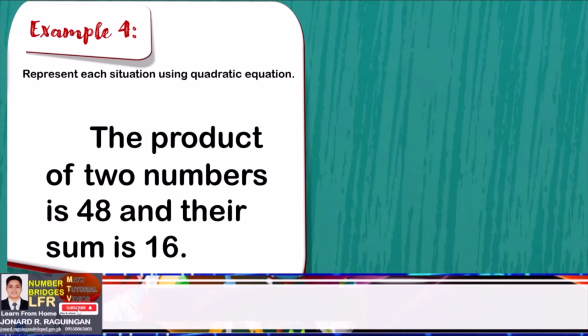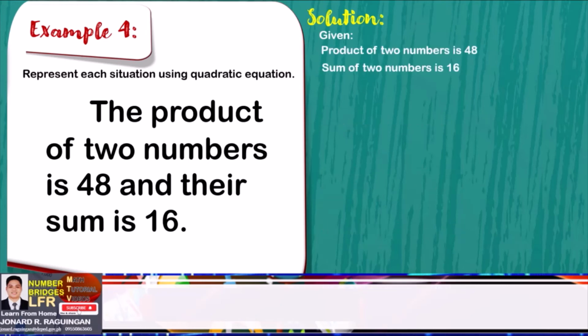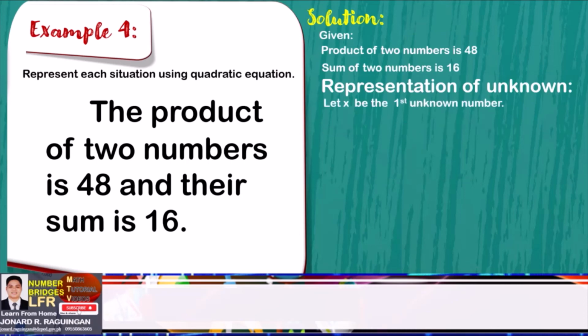Let's have another example. The product of two numbers is 48 and their sum is 16. Represent that situation using quadratic equation. First, identify what are the given. The given are the product of two numbers is 48. The sum of two numbers is 16. Then represent the unknown. Let x be the first unknown number. Let 16 minus x be the second unknown number.